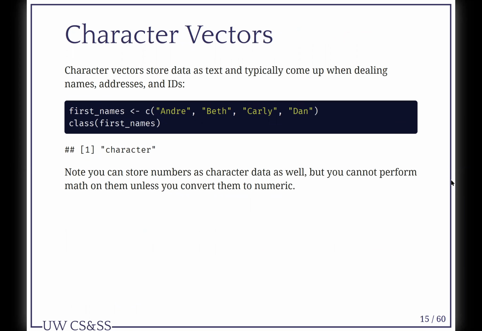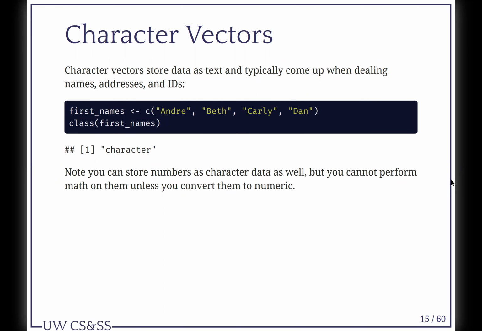All right, on to character vectors. Character vectors store data as text and typically come up when dealing with names, addresses, and IDs, and virtually all the data sets I work with. So let's say we create a vector with the elements Andre, Beth, Carly, and Dan, and the class of this object called first names is character.